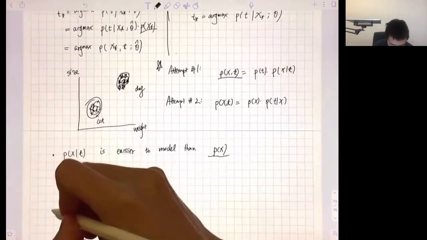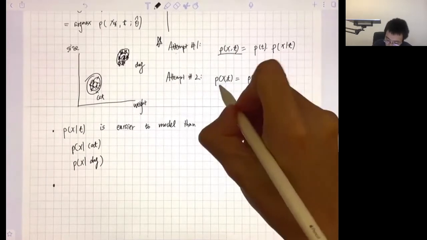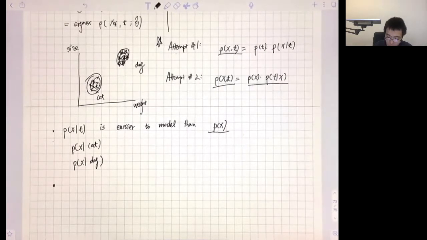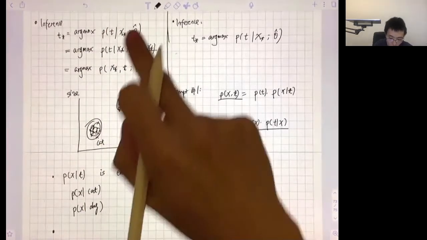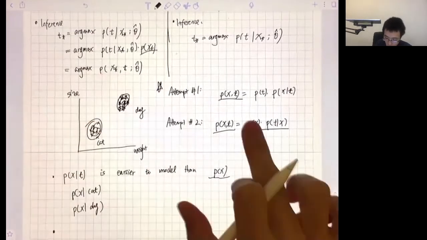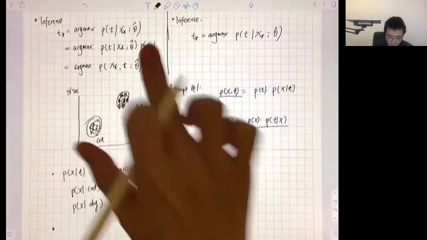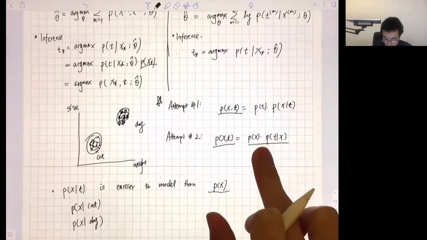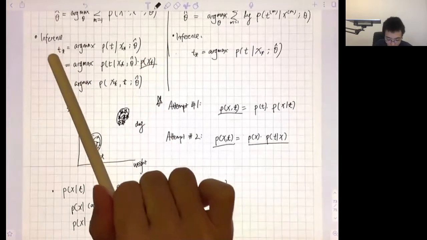But the second reason is that if I model P of x comma t in this way, then what happens? In the inference time, you argmax over the joint probability of x and t, but you don't have a joint probability of x and t. So you can factorize your probability in this way, t given x times p of x, because that is your model assumption. Then you can eliminate p of x because it's a constant in terms of your t.